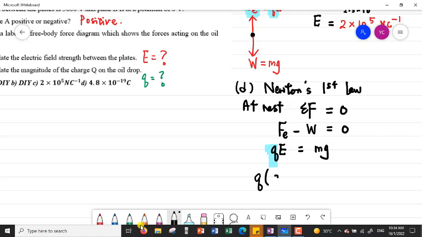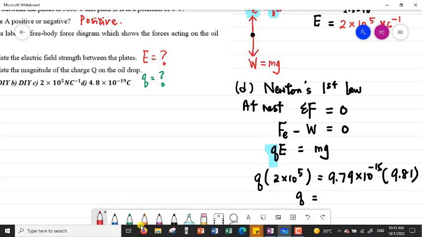The value of E is 2 × 10^5. The mass of the oil drop is 9.79 × 10^-15 kg. The g is 9.81. So pause the video and do your calculations. You should get the value of Q to be 7.8 × 10^-19 Coulomb. Okay, then we have solved our question 13.